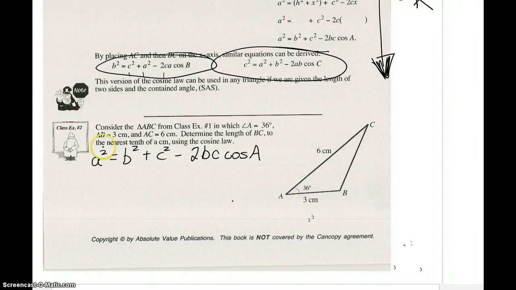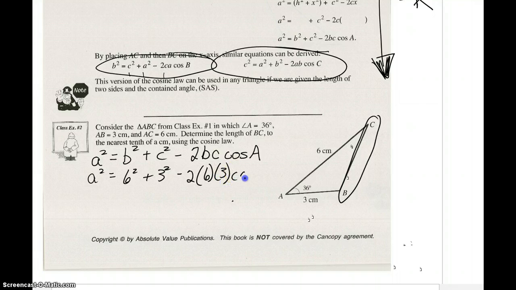So then all I do is start substituting my numbers in. Again, I'm looking for the A side, which is of course also known as BC. So I plug in my numbers, which are just found on the diagram, and I put in my angle for A, which is 36 degrees. When I do all of that and plug it in, remember you need to multiply these guys all together, what I've just underlined, and then go ahead and subtract it from the 36 plus the 9.